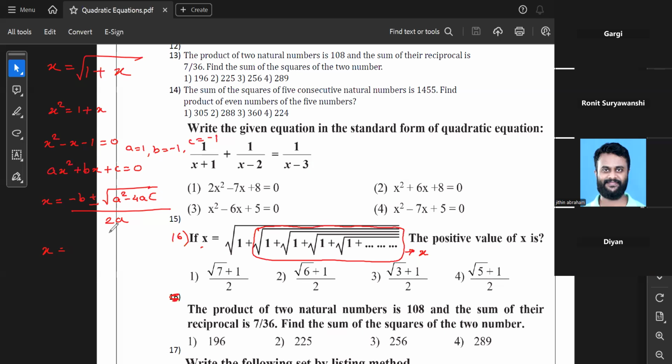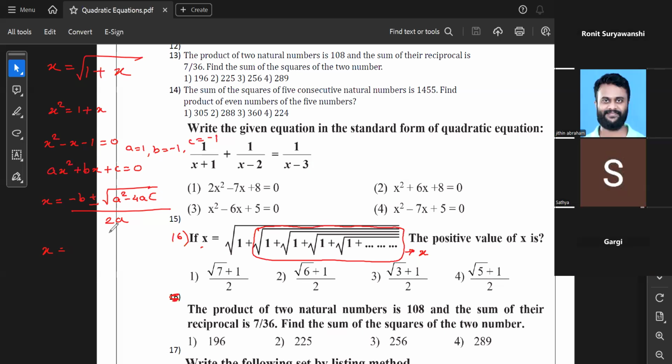Yes, Ronit, what's your query? Sir, it should be b square minus 4ac, right? Oh, my bad. Thank you. I wrote a square, I did not realize.